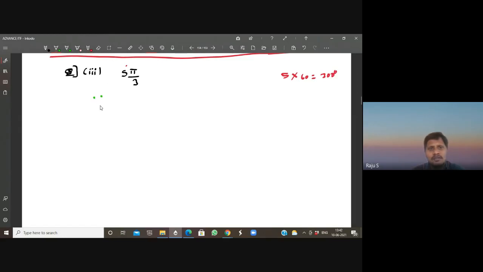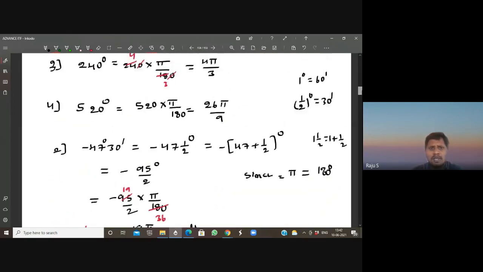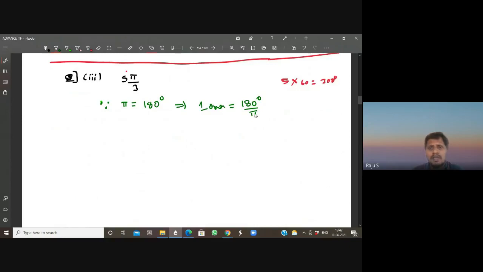In NCERT, since we know that 180 degrees is equal to pi radians, then these radians we are converting into degrees. Which implies 1 radian is equal to, how can you write that? 180 by pi, sir. Exactly. Since pi is equal to 180 degrees, 1 radian is equal to 180 degrees by pi. In all the previous subdivisions we multiplied with pi by 180. Here we multiply with 180 by pi.